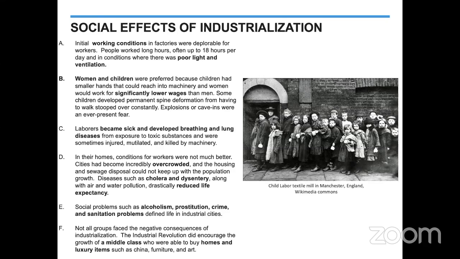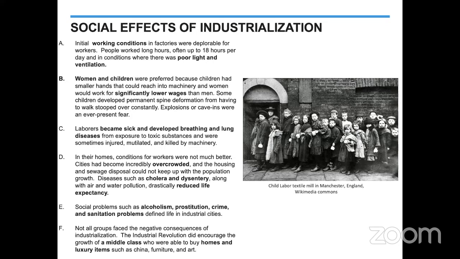In B, women and children are often preferred. Children were preferred because of their small hands that could reach into machinery, and women would work for significantly lower wages than men. Children, particularly in mines, would have permanent spine deformation from having to walk stooped over. These mines had explosions or cave-ins that were an ever-present fear. Just really dangerous conditions. Some of the moving machinery would really hurt people. Women's hair, if it became undone, could get caught in the machinery. There are all kinds of problems.